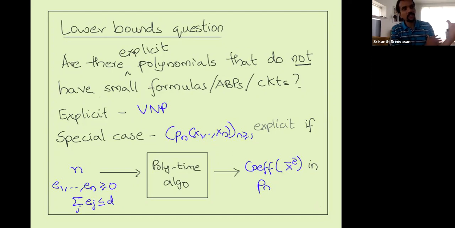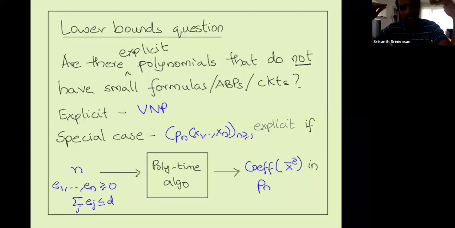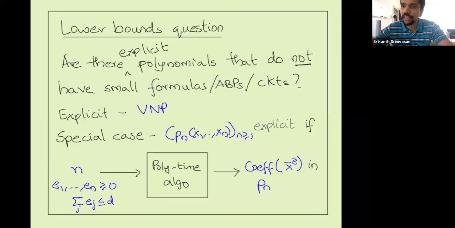Unless it has a certain form, the coefficient is 0. And if it has that form, then the coefficient of that monomial is the sign of some permutation. This is something that's easy to compute. It's not a defining feature, but it's sufficient to conclude that a polynomial is in VNP.